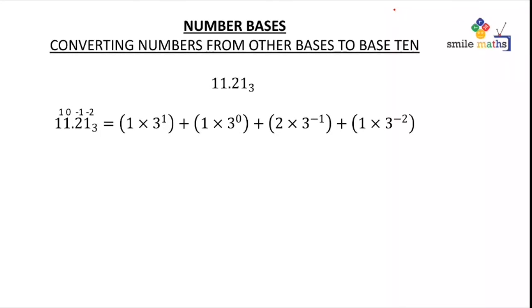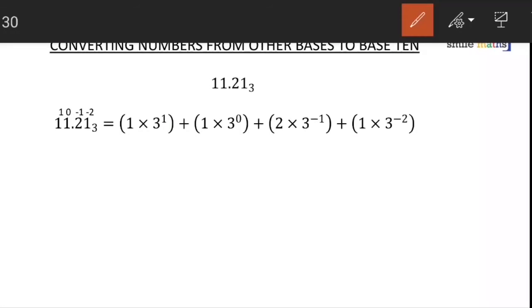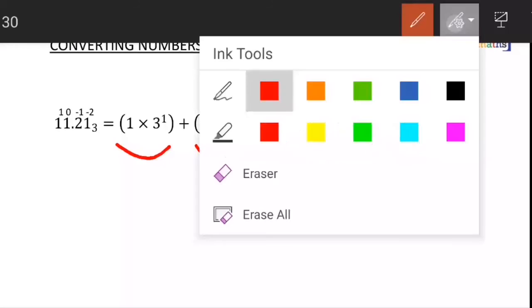So as usual, what we do, we have the number times the base to the power of the labeling. So 1 times 3 to the power 1. Then you have 1 times 3 to the power 0. Then after the decimal point, we have 2 times 3 to the power -1. Then we have 1 times 3 to the power -2.